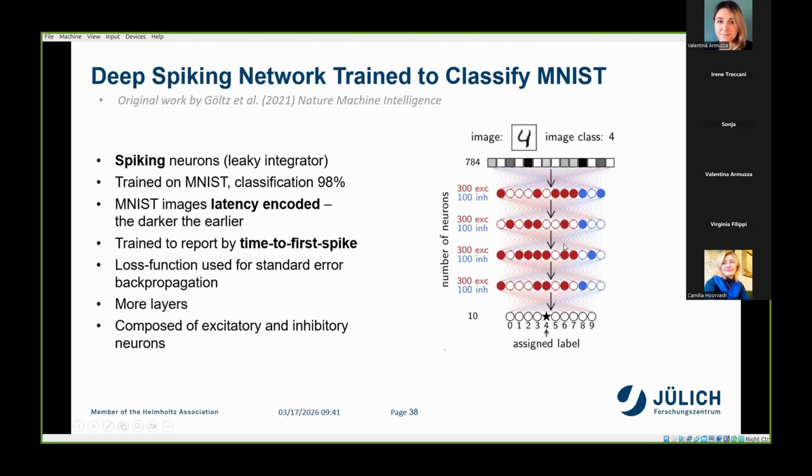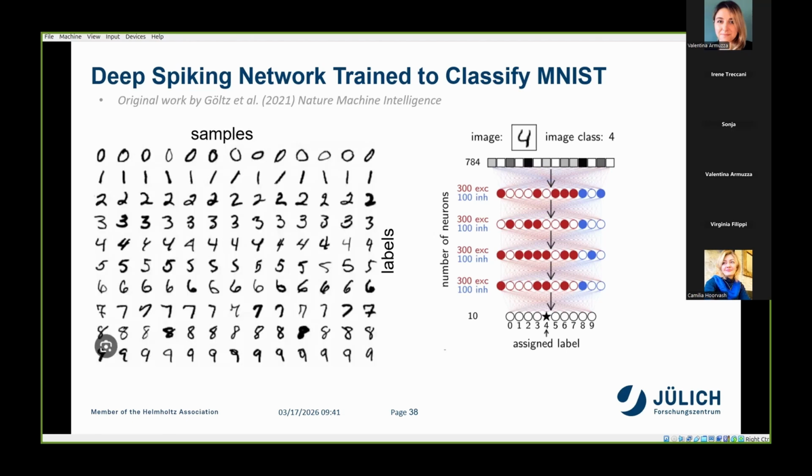And he, in collaboration with us, set up a network which has even more layers and is also composed of inhibitory neurons, the blue ones, and excitatory neurons. So the typical relation which is used in neuronal networks, about 20% inhibitory and 80% excitatory. Okay. And then they trained it with this MNIST data set.